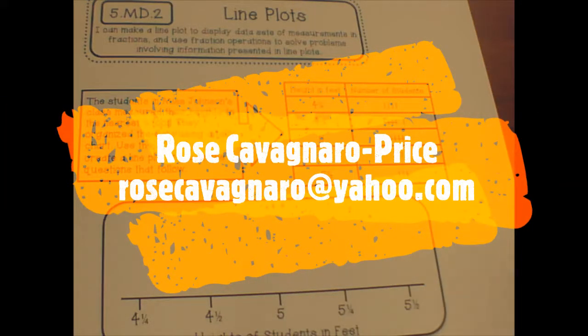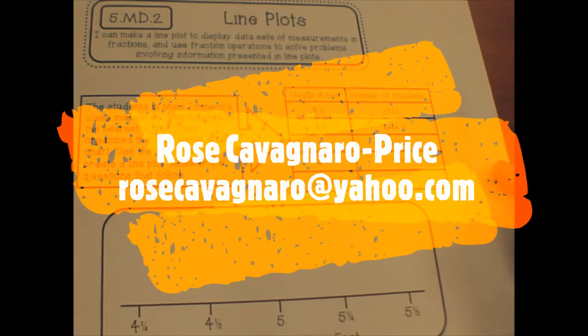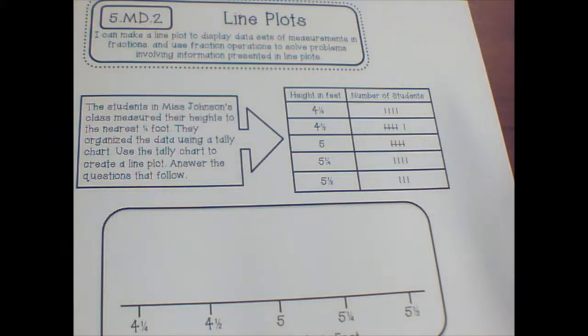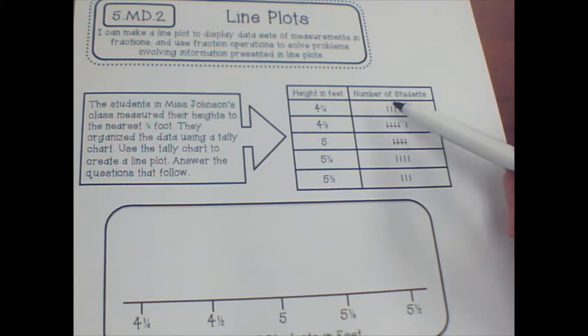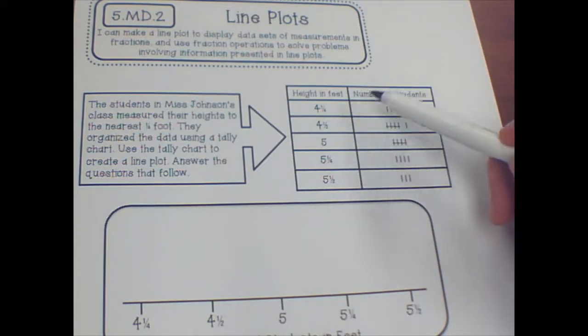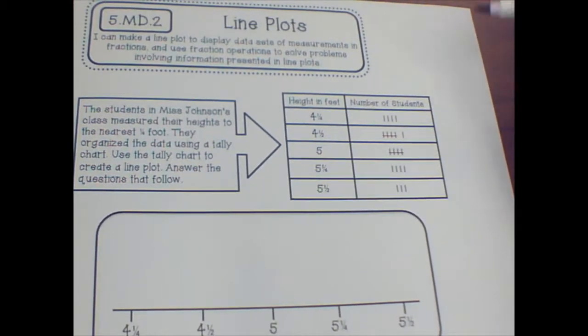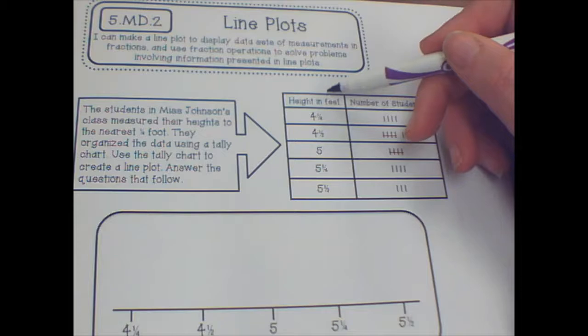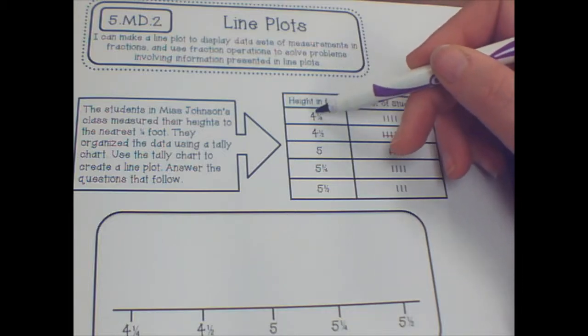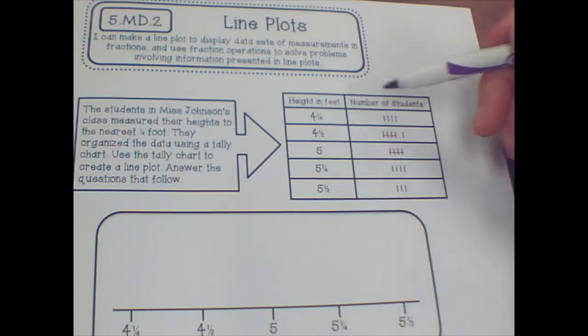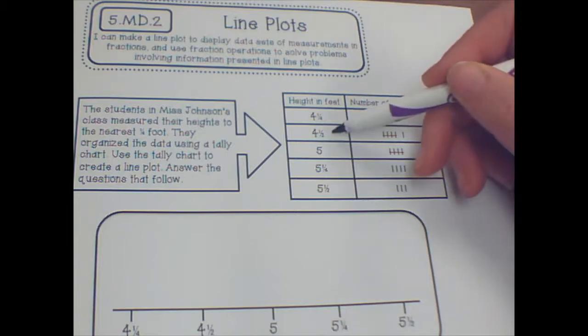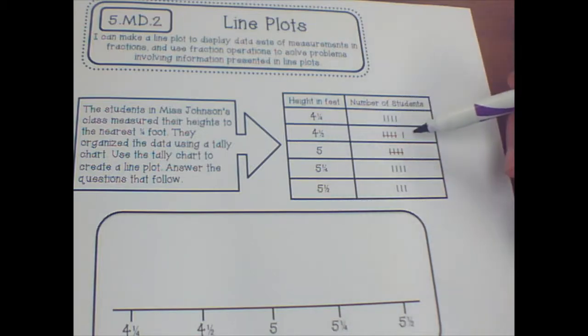All right, so this week we're going to talk about line plots. Line plots are just a way to display different data. If you look here, this shows a tally table where students who were 4 1/4 feet tall, there were 4 of them. Students were 4.5 feet tall, there were 6 of them. Students who were 5 feet tall, there were 5, and so on and so forth.